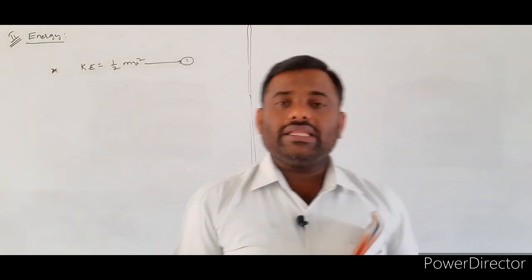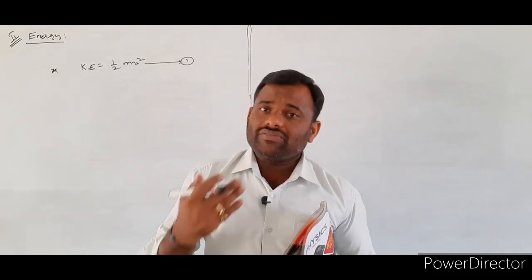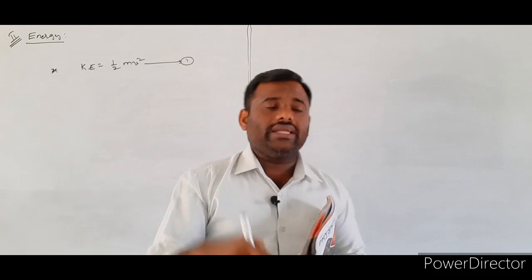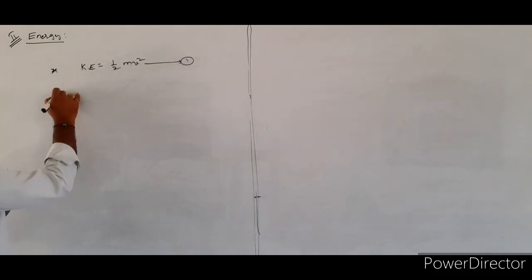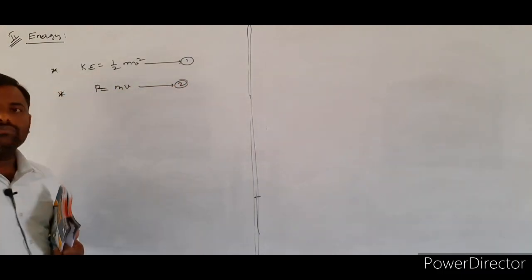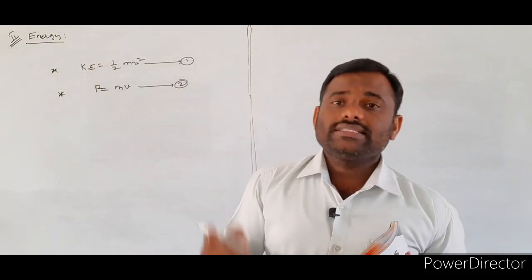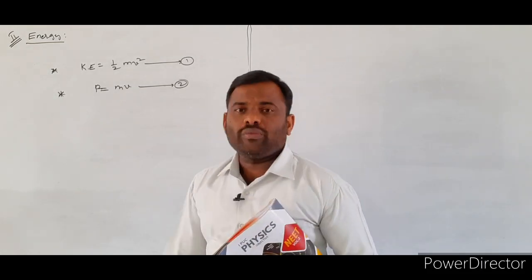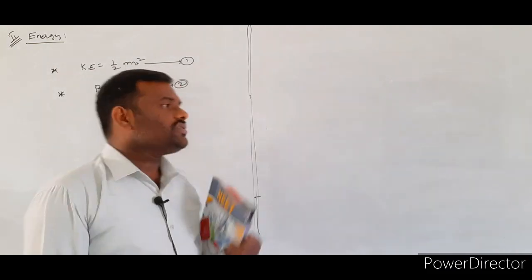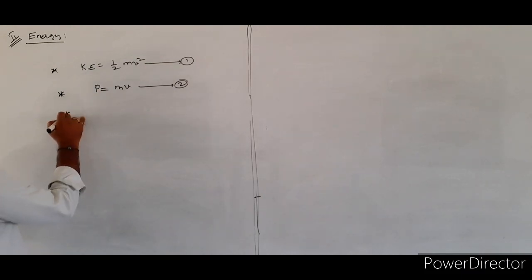This energy will be possessed by bodies which are in motion. If you consider any moving object, it will have some kinetic energy. Whenever the object has some kinetic energy, it also has one more physical quantity, that is linear momentum. What is the basic formula for linear momentum? Linear momentum P is equal to mass into the magnitude of the velocity, so P is equal to m into v.